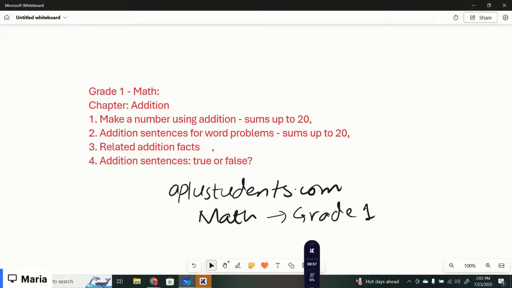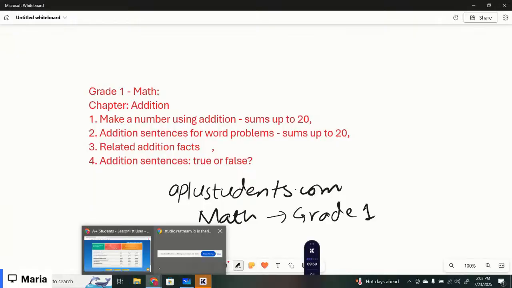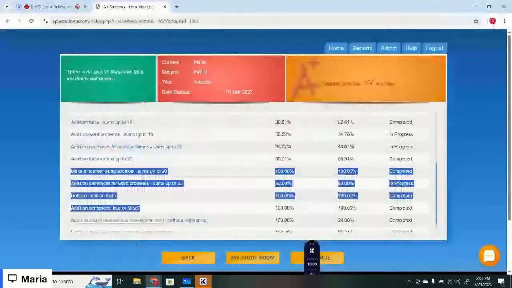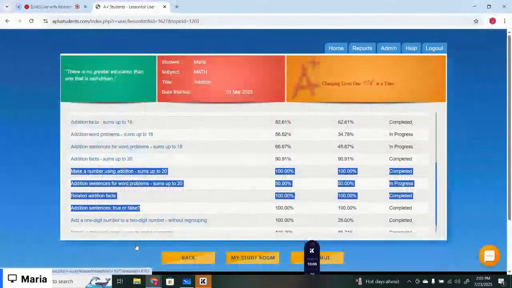Okay, I'm on grade 1 math. We are on the chapter addition. Let's just start with the lesson, that is make a number using addition sums up to 20.